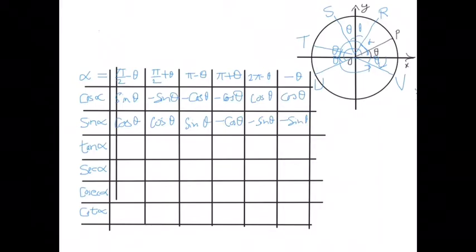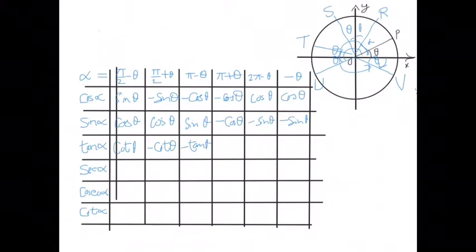Now we can easily fill the rest of the table. Let us do that. Tan alpha is equal to sin alpha by cos alpha. Therefore, when alpha is equal to pi by 2 minus theta, we can see that tan alpha is equal to cos theta by sin theta, which is nothing but cot theta. When alpha is equal to pi by 2 plus theta, it is cos theta by minus sin theta, which is minus cot theta. When alpha is equal to pi minus theta, tan alpha is equal to sin theta by minus cos theta, which is minus tan theta.